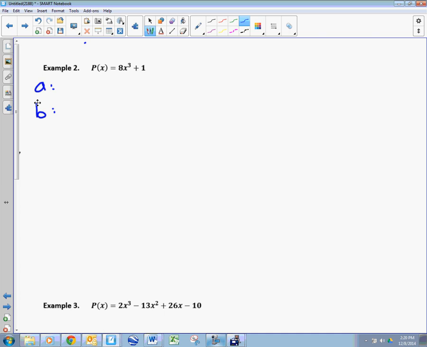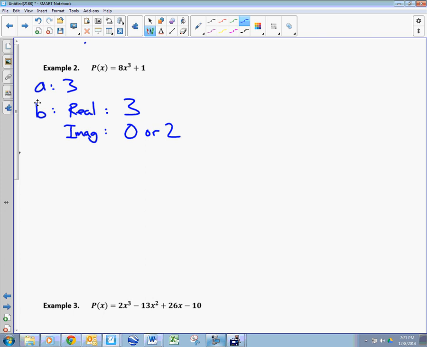Here we go. A, how many possible roots? 3. B, I look at real and imaginary. How many real solutions could it have? 3. If it had 3 real, how many imaginary would it have? 0. If it did have some imaginary solutions, how many would it have? They come in pairs.